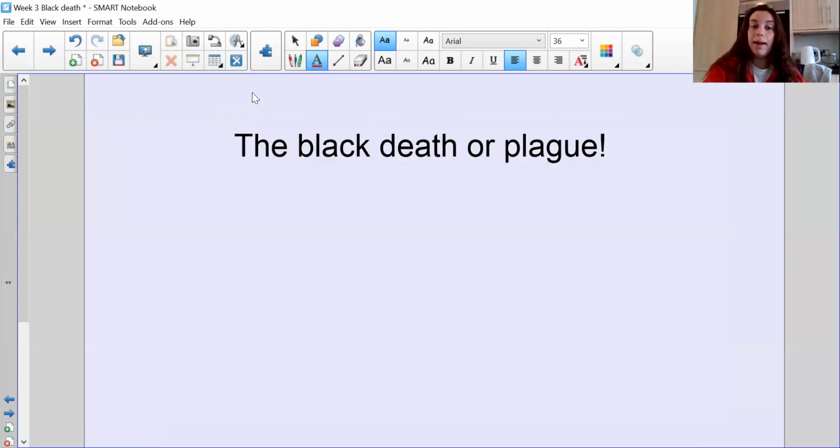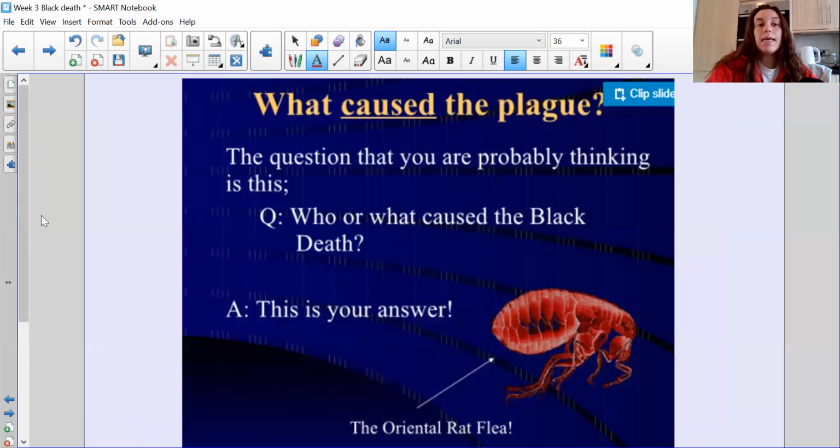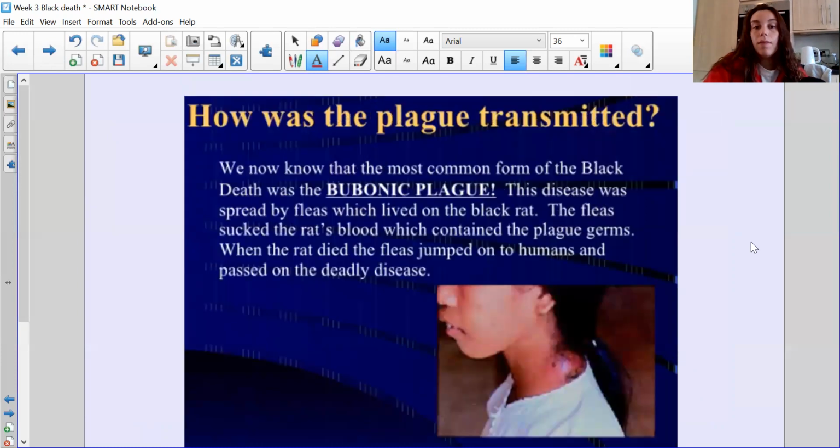The Black Death or the plague. So a plague came along during the medieval times, and it was caused by the Oriental rat flea. This flea would be carried on a black rat from abroad and had a disease in it.